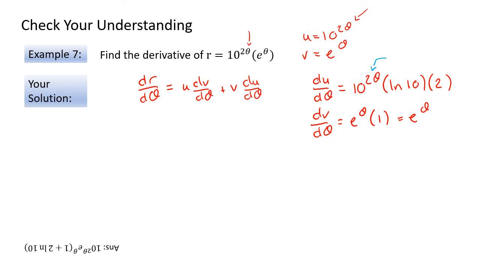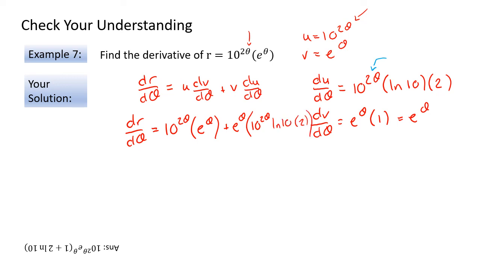So if you substitute all of these values in again, dr by d theta is equal to u, so 10 to the 2 theta, times dv by d theta, which is e to the exponent theta, plus v, which is e to the theta, times du by d theta, which is 10 to the 2 theta, ln 10 times 2.